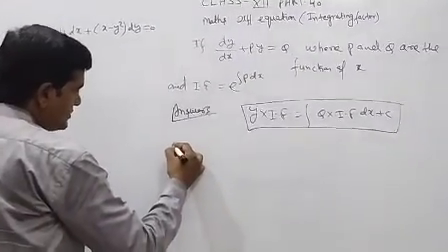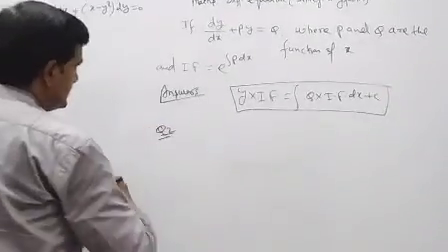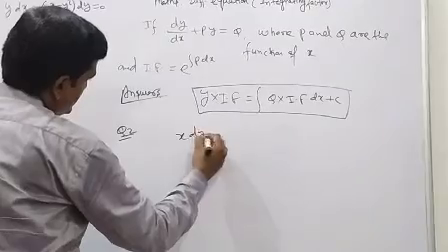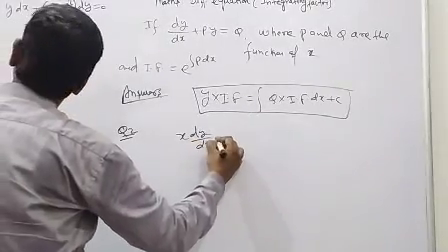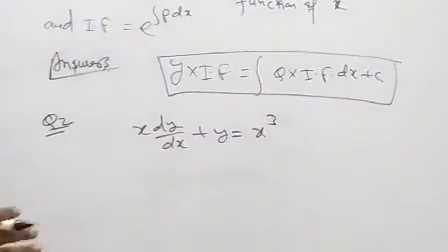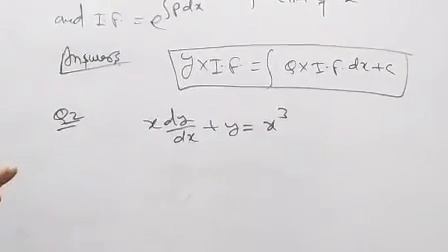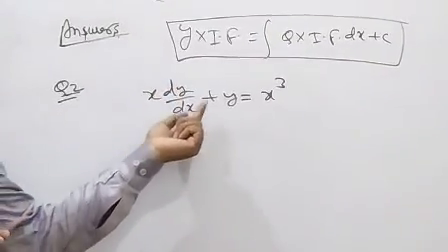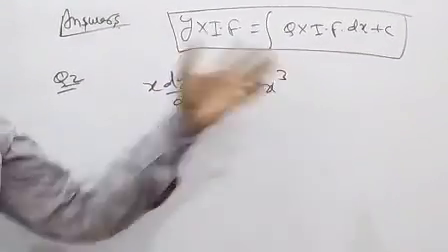Now see example number 2. This question number 2 here. Clear? Question number 2: x dy by dx plus y is equal to x cube. Are you understanding? Very good. x dy by dx plus y is equal to x cube.